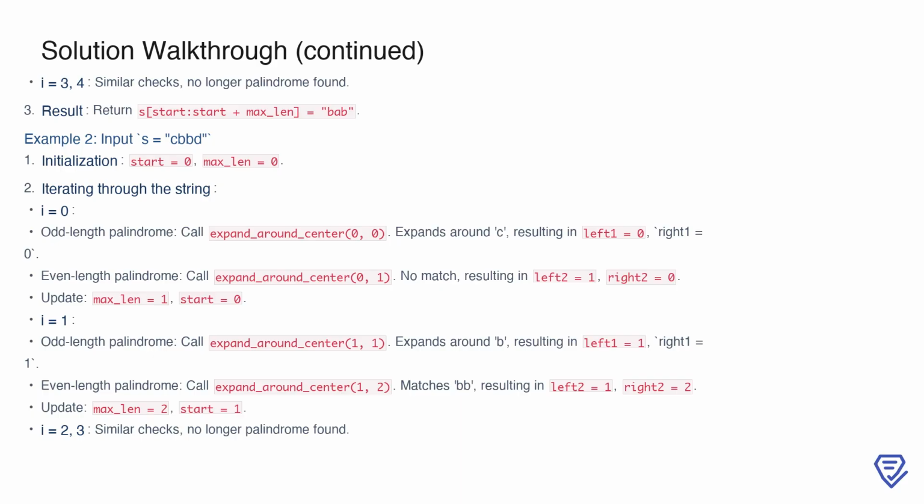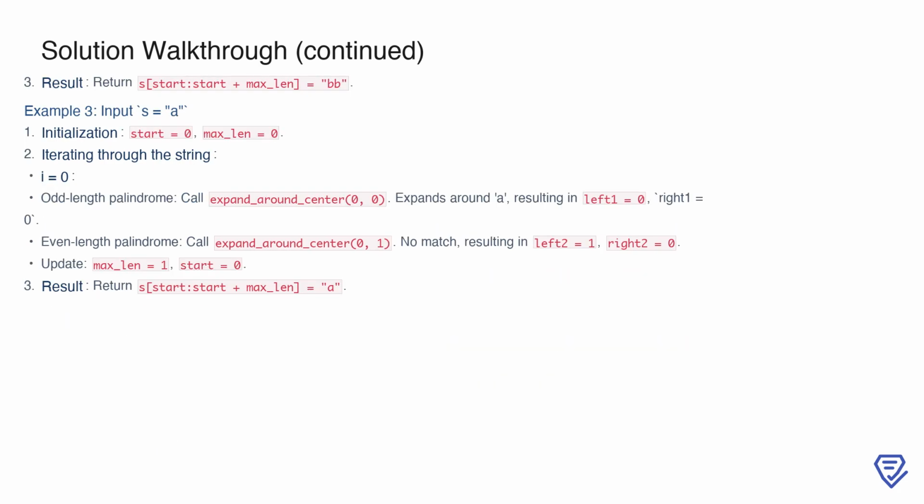For indices i equals 2 and i equals 3, similar checks are performed, but no longer palindromes are found. At the end of this process for the second example, the longest palindrome identified is the substring starting at index 1 with a length of 2. Using these values, we return the substring s[start:start + max_len], which is bb.